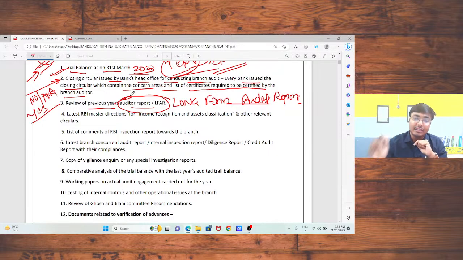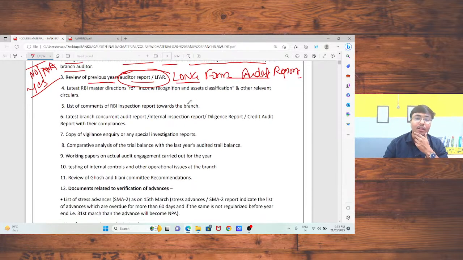We are also going to discuss a clause by clause analysis of this long form audit report. You should download the latest RBI Master Circular on Income Recognition and Asset Classification (IRAC) norms.